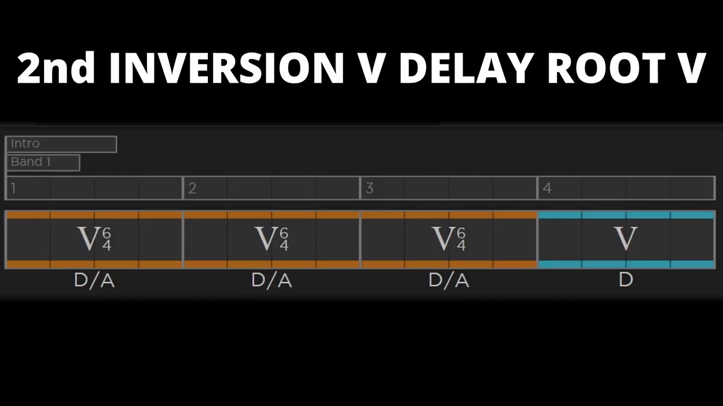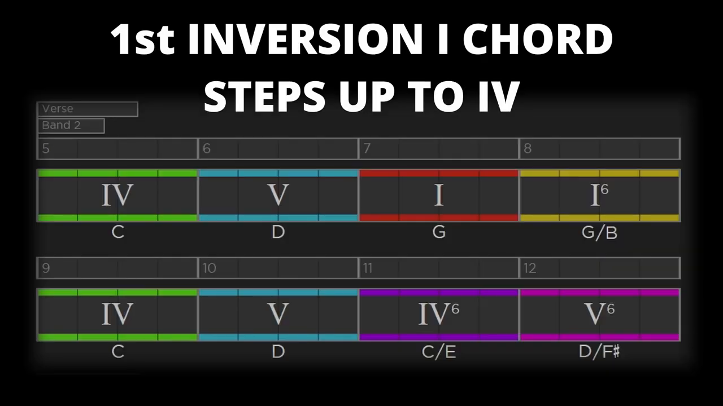We use the second inversion 5 chord for 3 bars of the intro to increase the impact of the 5 chord in bar 4. It also adds some variation rather than 4 bars of the same sound. The first inversion 1 chord in the verse breaks up 2 bars of the 1 chord and also steps us up to the 4 chord, creating some movement.